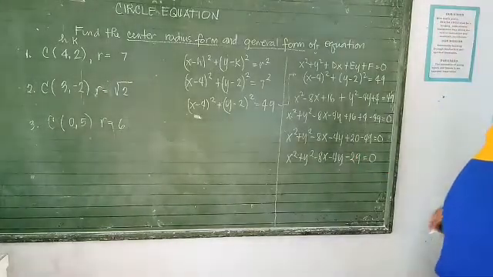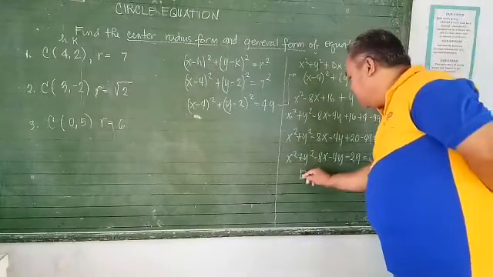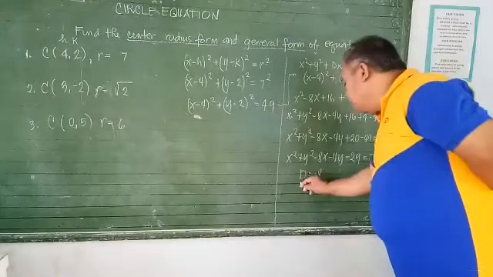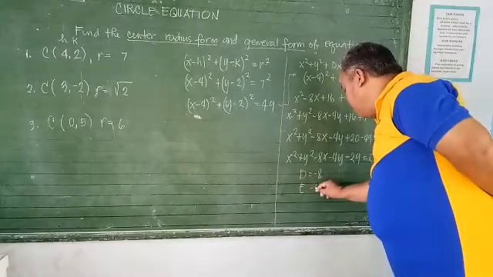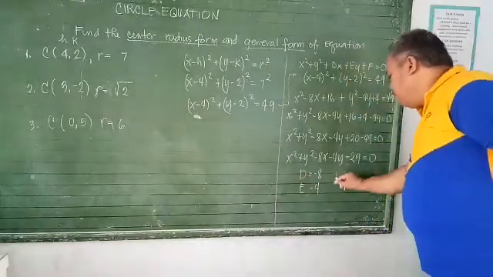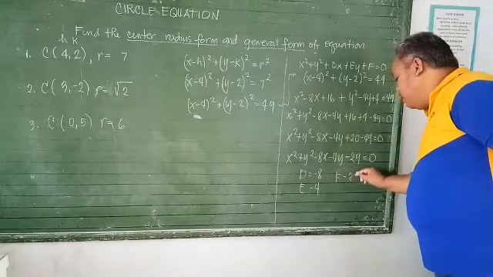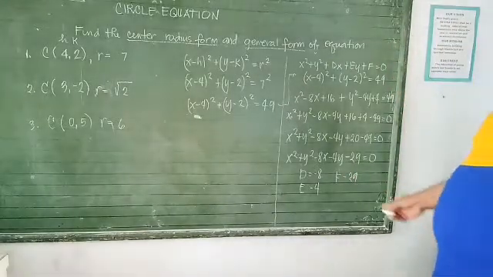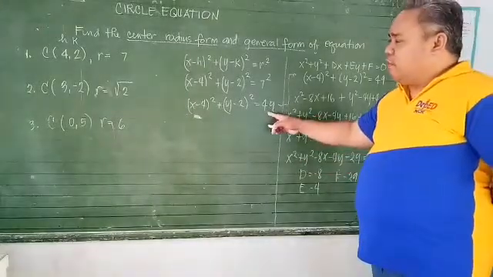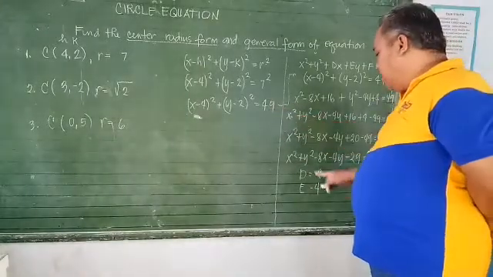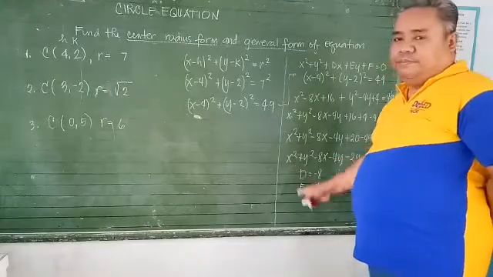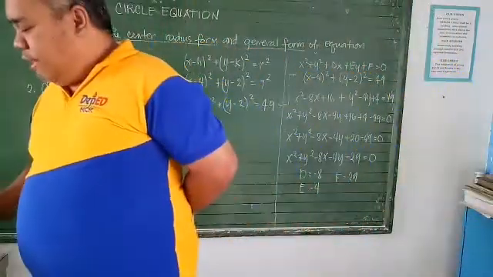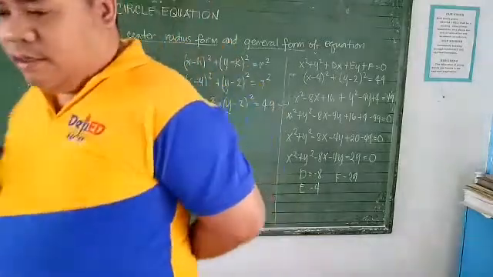So what will be the value of D? D is negative 8, then E is negative 4, and F is equal to negative 29. Okay, so this is the center-radius form, the standard form, and this is the general form of the equation. Okay? Okay, let's go now. This muna.